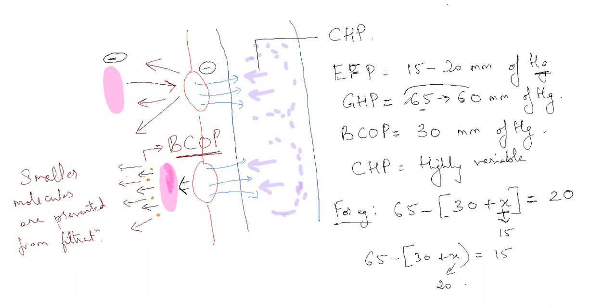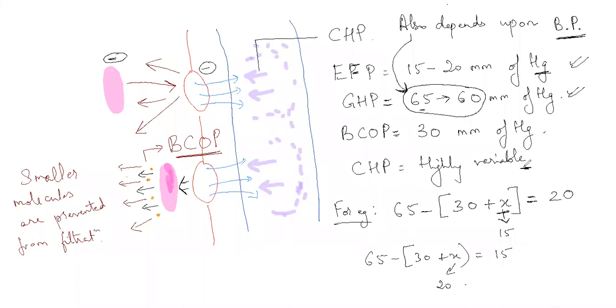Even this doesn't alter much because this depends upon the systolic pressure. This also depends on something. One is the difference in the diameter, and the other thing is it also depends upon the systolic pressure or the blood pressure, absolutely. Whatever the blood pressure is, it depends on that pressure. You have to remember these ranges, 15 to 20, 65 to 60. There is no fixed range in this, it varies again and again.